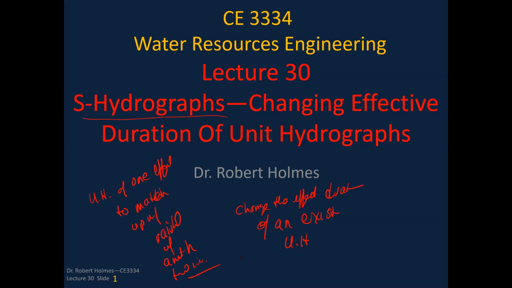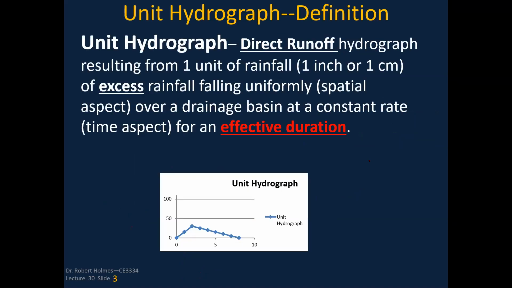So what am I saying there? If I've got an effective duration on a unit hydrograph of 45 minutes, but I have 5-minute rainfall data, I can't use that unit hydrograph with 5-minute rainfall data. I have to have a unit hydrograph that has an effective duration that's the same as the time stamp, or the time increment, of my rainfall. So we're going to talk about that.